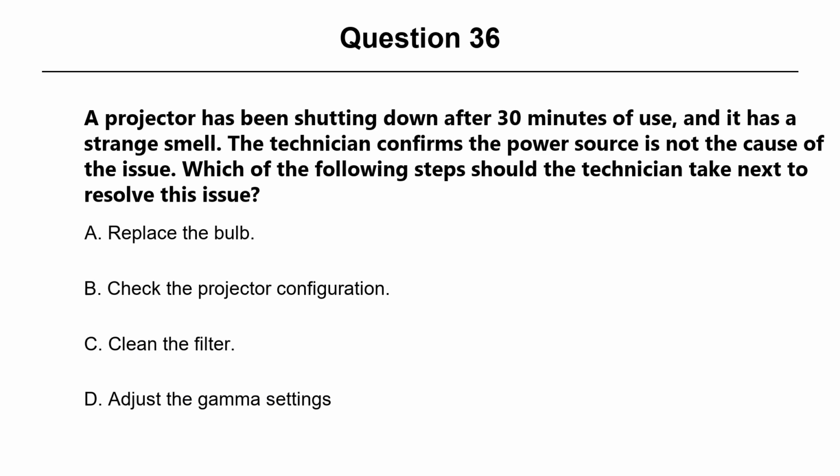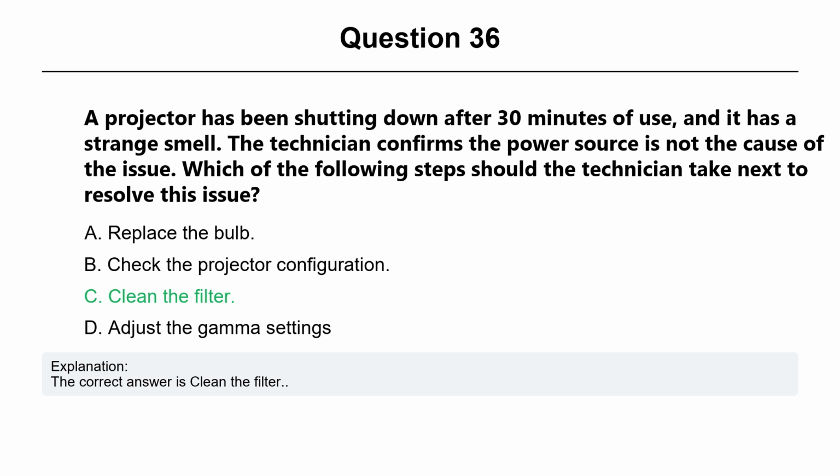Question 36. A projector has been shutting down after 30 minutes of use, and it has a strange smell. The technician confirms the power source is not the cause of the issue. Which of the following steps should the technician take next to resolve this issue? Option A, replace the bulb. Option B, check the projector configuration. Option C, clean the filter. Option D, adjust the gamma settings. The correct answer is option C, clean the filter.